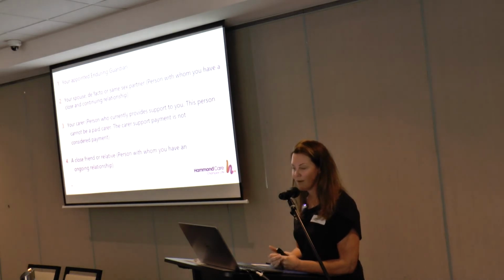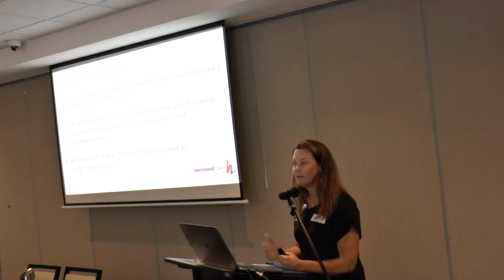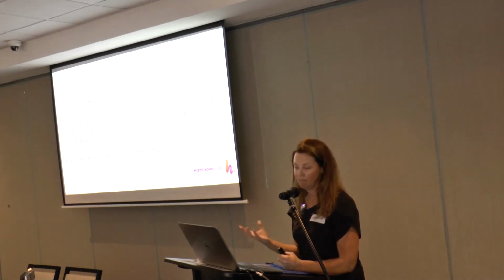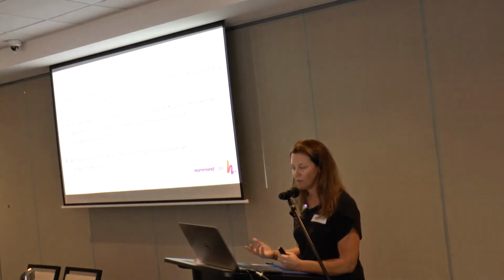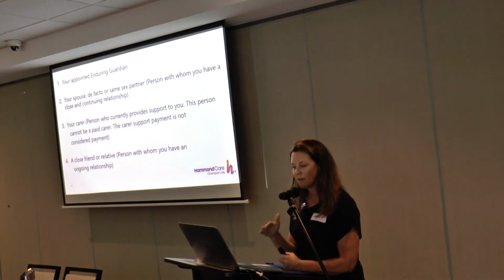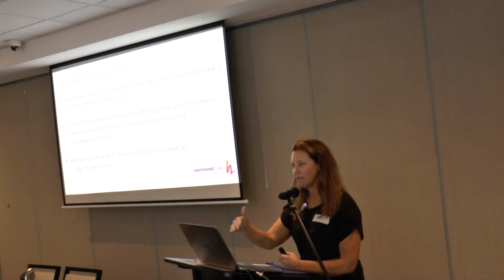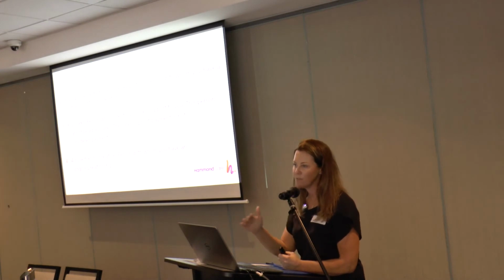Under that comes your carer, or the person who currently provides support to you. And this person's not a paid carer, not an employed paid carer, but the carer can be receiving the carer support payment. And then after your carer comes, for the decision making, a close family or a close friend or relative, a person with whom you have an ongoing relationship. So that close friend or family could be your son and daughter, but the carer might have more of a say. So it's just really important for people to know that.